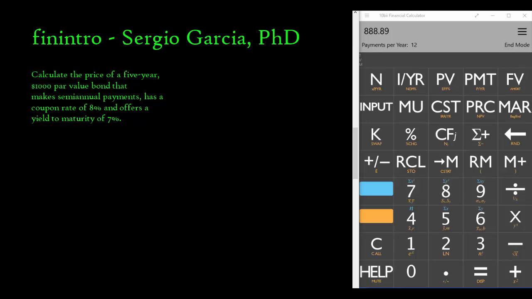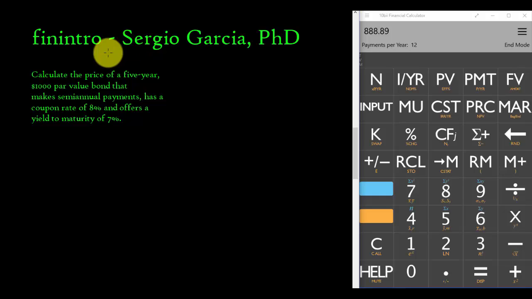This is going to be a small bond valuation problem. It's a very traditional bond pricing problem. You should have done some of this in your homework assignments or in some of the examples inside the textbook. This is going to be a 5-year, $1,000 par value bond that makes semi-annual payments, has a coupon rate of 8%, and offers a yield to maturity of 7%.